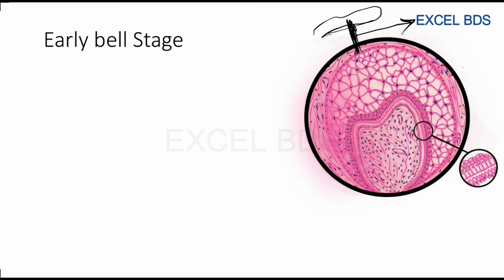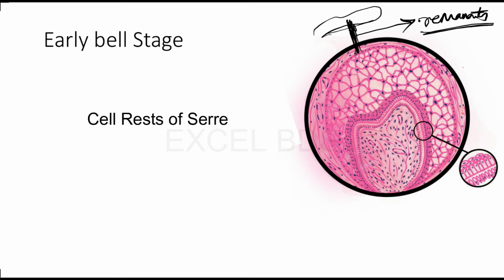So while detaching, it will leave out some remnants. It cannot completely erase off. It will leave some remnants behind. These remnants are known as remnants of dental lamina. Other name is cell rests of Serres. What are they called? Cell rests of Serres.